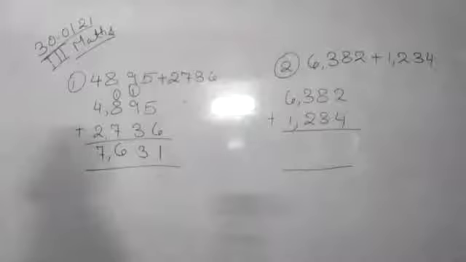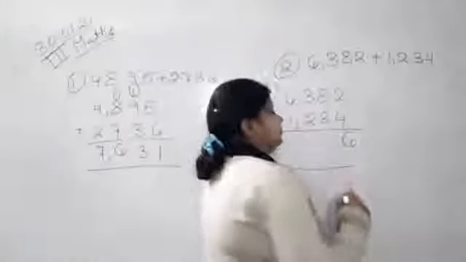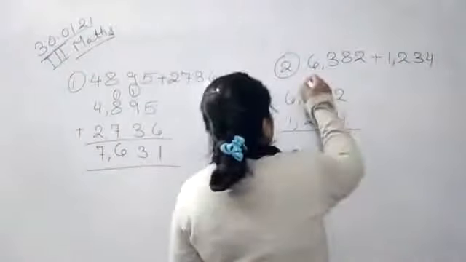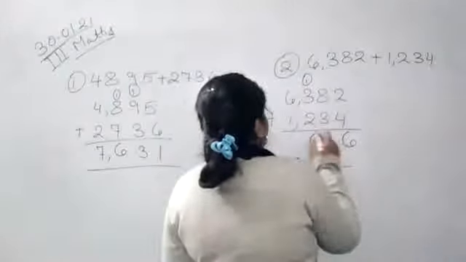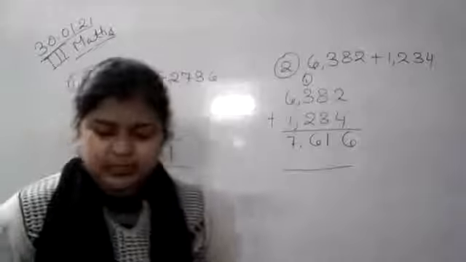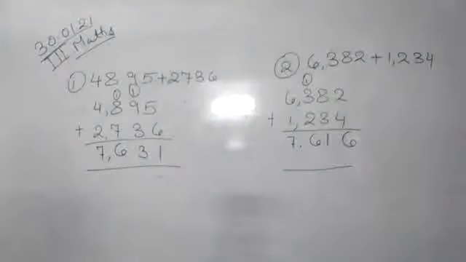Okay now. Now moving toward the next question. Next question is 4 plus 2, 8 plus 3, 3 plus 2, 6 plus 1. So 4 plus 2 will be 6. Okay. And 8 plus 3, 9, 10, 11. 8 plus 3 will give us 11, carry 1. 3 plus 2, 5, 1, 6. And 6 plus 1, 7. So the answer is 7,660. Okay, do these two questions, then we will move toward the word problems. In the questions ko pehle kar lo, then we will do the word problems. So I am going to erase.